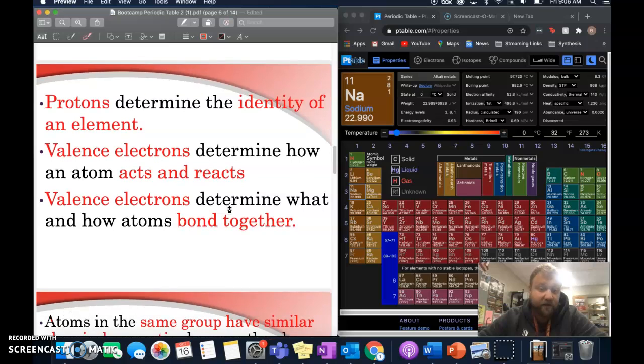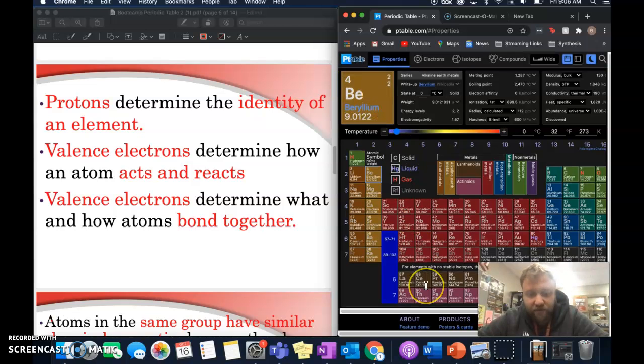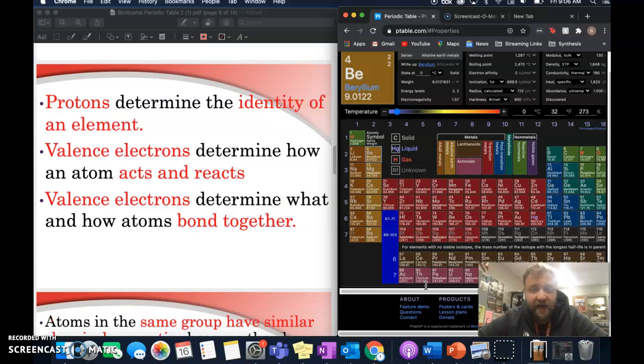Just a little reminder of protons. Protons are where we get the atomic number from on our periodic table for each element. That number on top is the number of protons, because that identifies our element. But our valence electrons determine how our atom acts and reacts, what it'll bond with, and how it'll bond. When we start actually doing chemistry, it all comes down to our valence electrons.